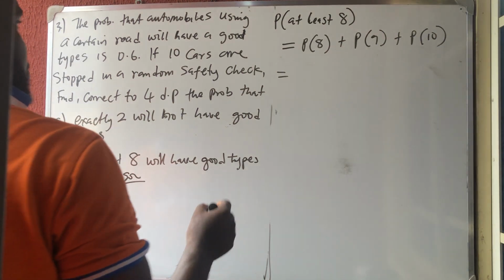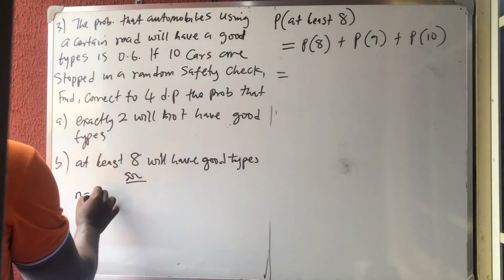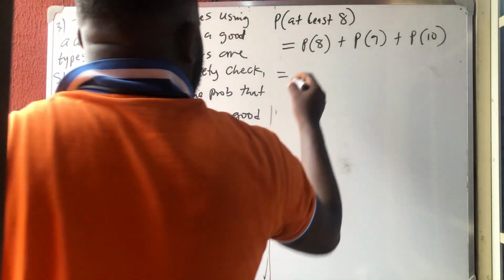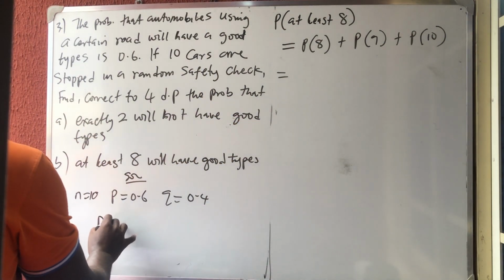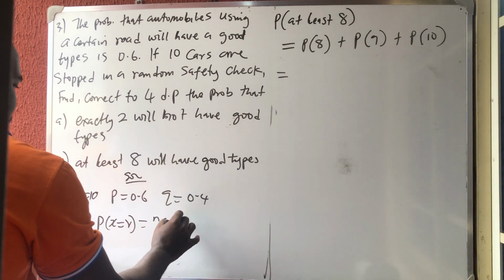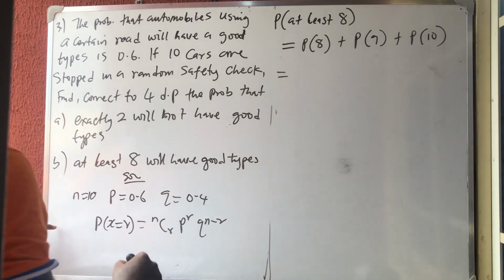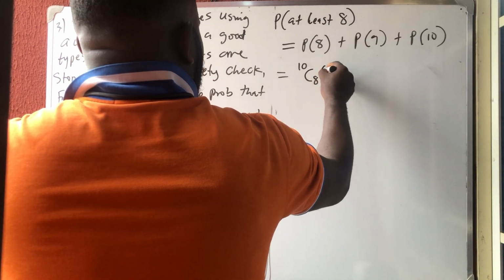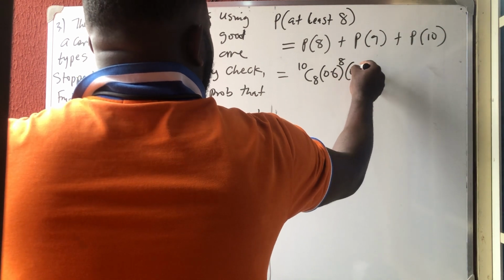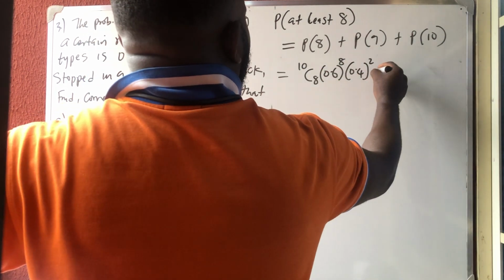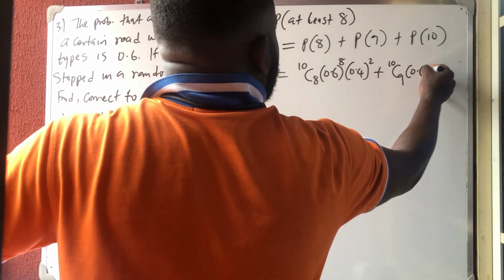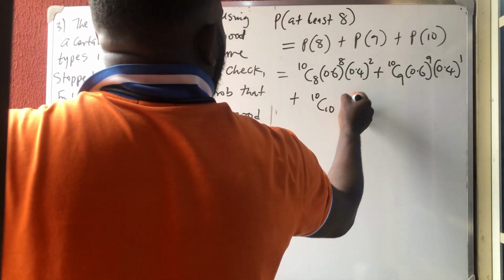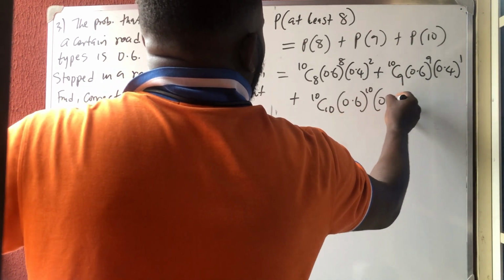So just do it. Don't forget that my n is 10, my p is 0.6, my q is 0.4. And my formula still, probability of X being equal to r is n combination r, p raised to power r, q raised to power n minus r. So I'm having 10 combination 8, 0.6 raised to power 8, then 0.4 raised to power 2, because both of them give me 10, plus 10 combination 9, 0.6 raised to power 9, then 0.4 raised to power 1, plus 10 combination 10, 0.6 raised to power 10, then 0.4 raised to power 0.